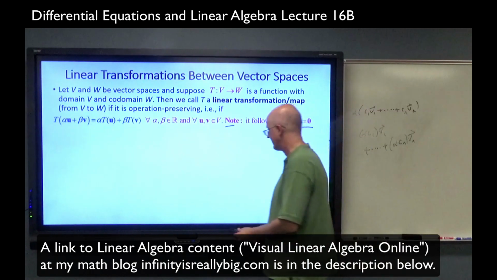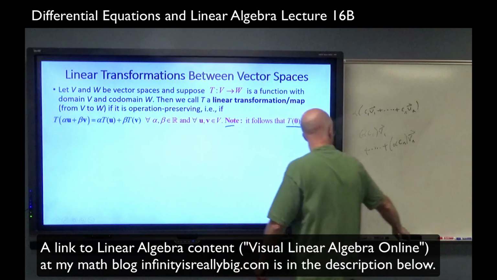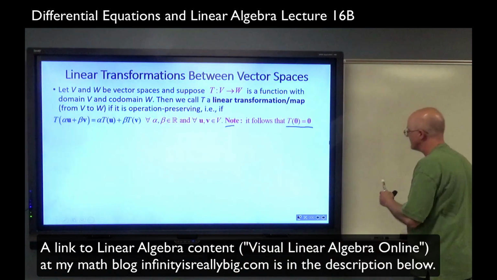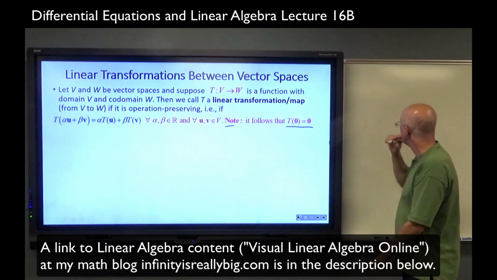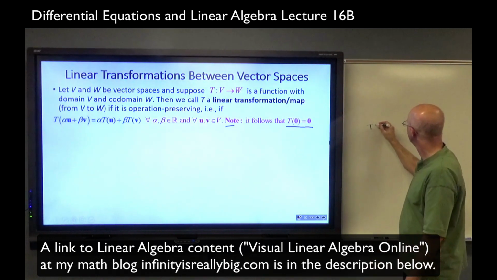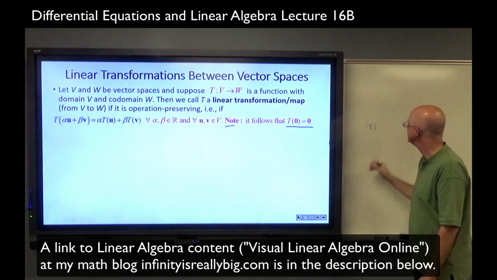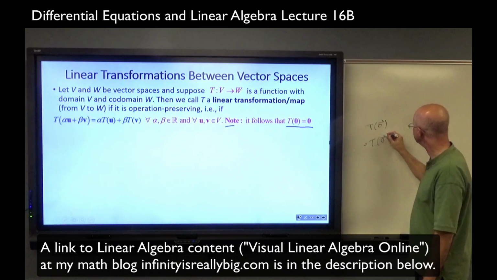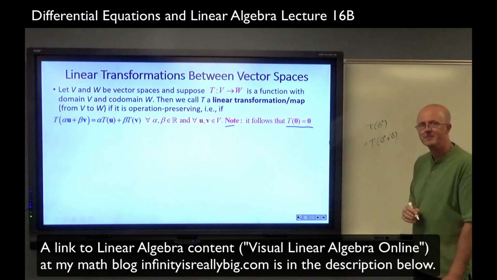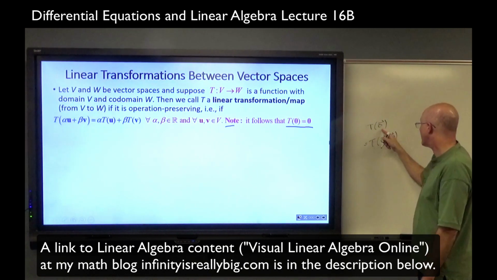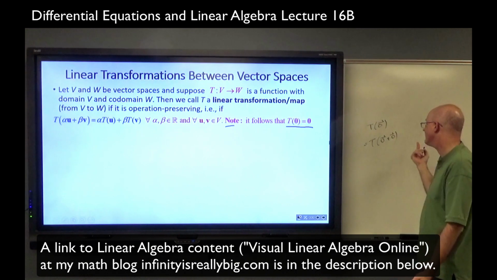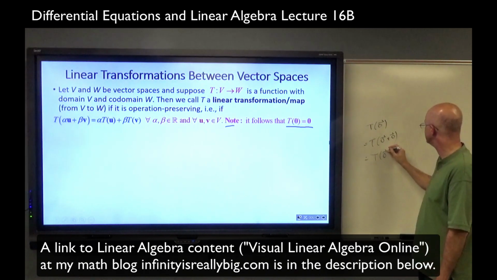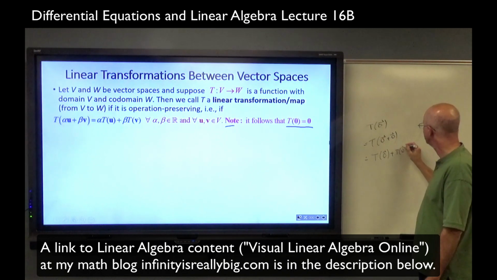Why? The idea of the argument there, hopefully with a better marker. This one might be better. Well, for example, I could write T of the zero vector is T of the zero vector plus the zero vector. Why? Because the zero vector does equal 0 plus 0. And then by the operation preserving property, I can write this is T of 0 plus T of 0.